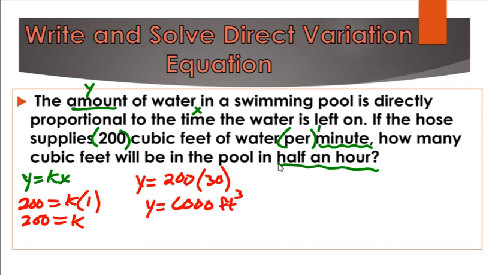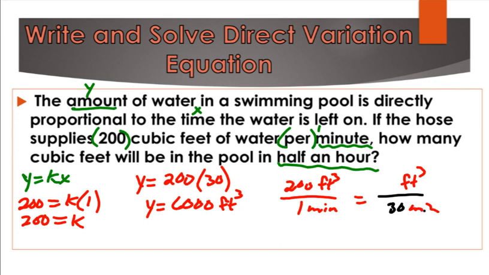That is one way of solving with the equation. You could set it up as proportions. So 200 cubic feet over 1 minute is the same as how many cubic feet in 30 minutes. Well, I know that 1 times 30 gives you 30. So I multiply by 30 on top. That will give you your 6,000 cubic feet.